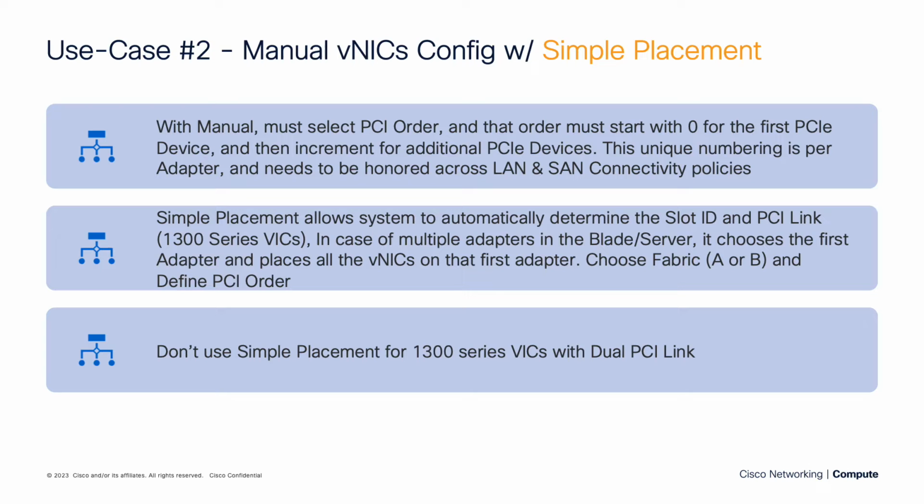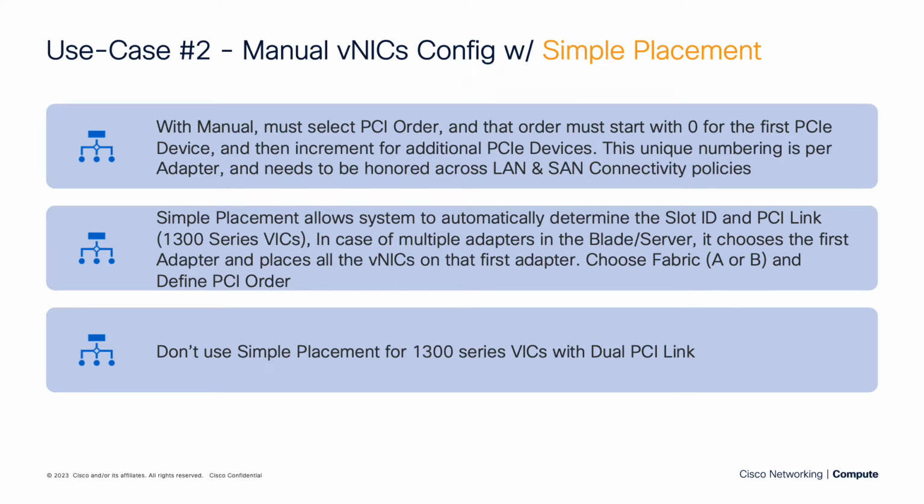The simple placement option allows the system to determine the slot ID and PCI link. So the slot ID is the actual adapter, MLOM for example, or slot ID 1, which would be an additional adapter. Maybe you're doing a 1440 and a 1480 combination there. So 1440 is MLOM, 1480 would be slot 1.